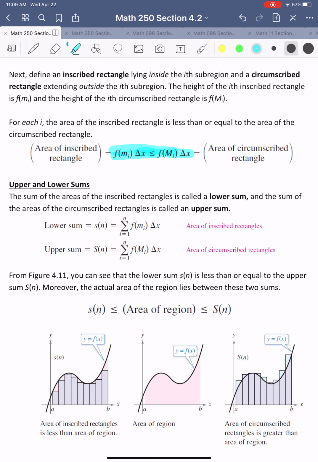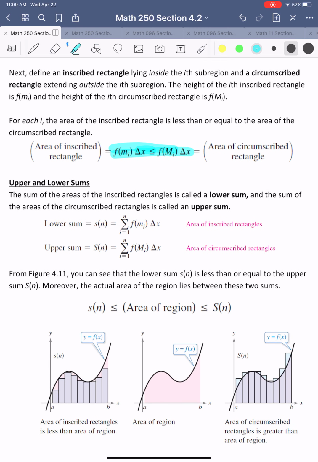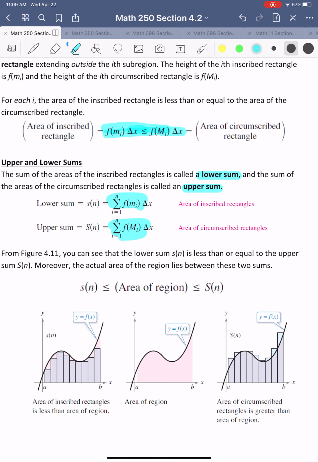Upper and lower sums: the sum of the areas of the inscribed rectangles is called the lower sum, and the sum of the areas of the circumscribed rectangles is called the upper sum. Figure 4.11 shows that the lower sum s of n is less than or equal to the upper sum S of n. And if you get narrow, almost stick-like rectangles, the two come out almost the same. So the area we're looking for in the middle will be similar to the area of the inscribed rectangles and the area of the circumscribed rectangles.